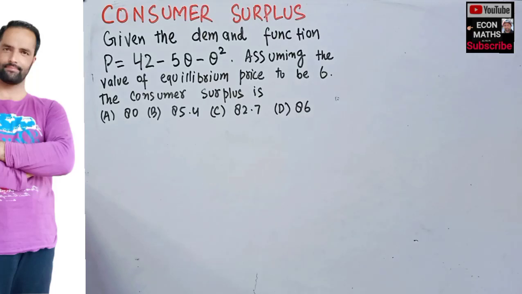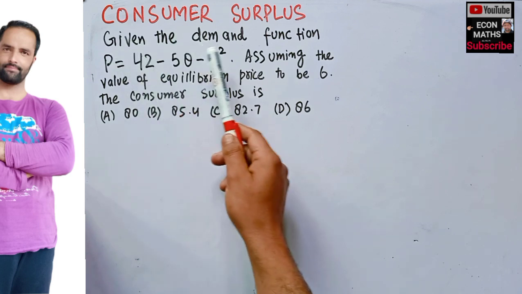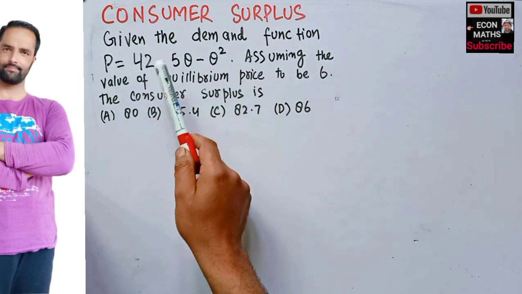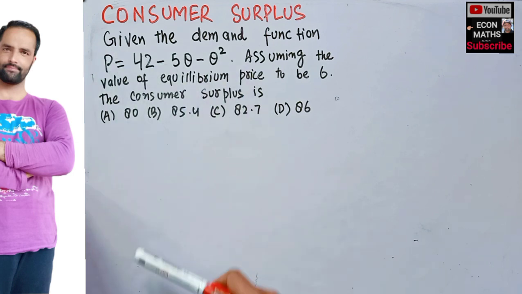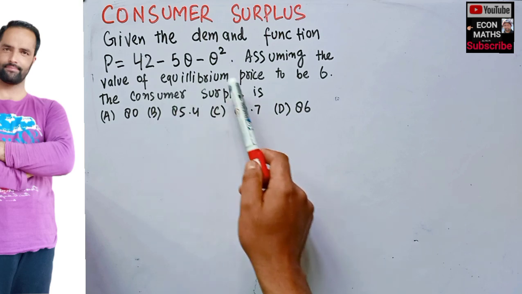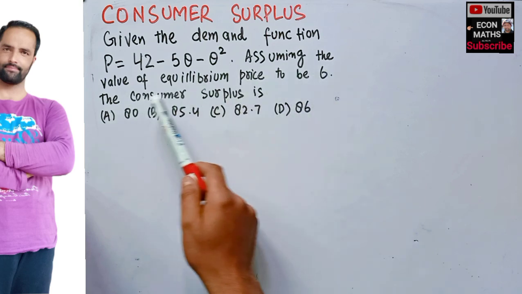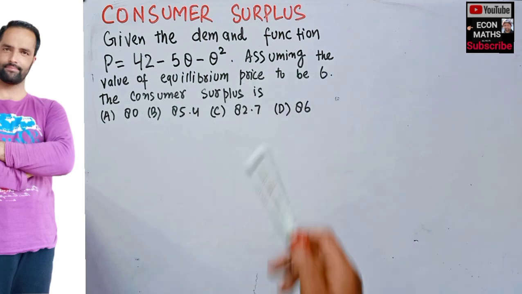In this video, we will learn how to find consumer surplus when we are being given a non-linear demand function. The question is, given the demand function P is equal to 42 minus 5Q minus Q square, where P is the price and Q is the quantity, assuming the value of equilibrium price to be 6, we need to find out the consumer surplus. Options are being given, we need to find out the correct option.